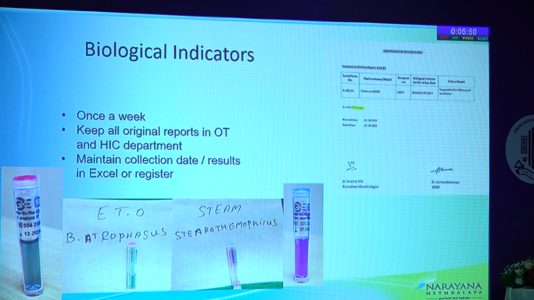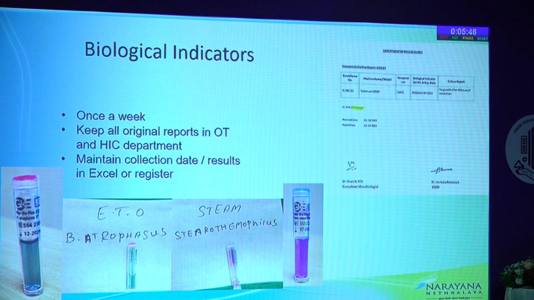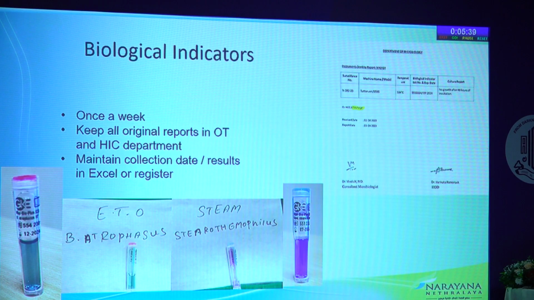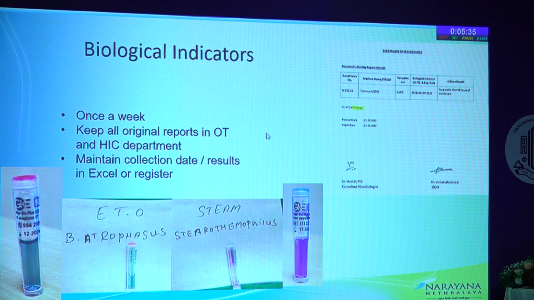So the most important thing would be the biological indicator. Dr. Kurman showed everything to you. So for us, we use both biological indicators for steam and ETO. They come in different colors. This is ETO and that is steam. So once a week, we do a biological indicator. And for every process, we document that the biological indicator has been registered, then it goes to the lab.